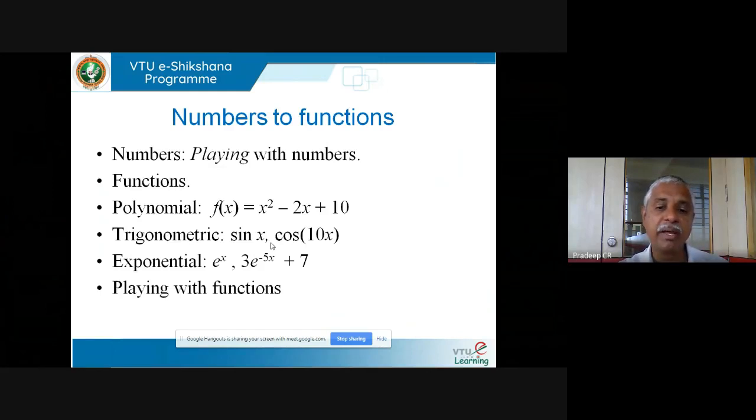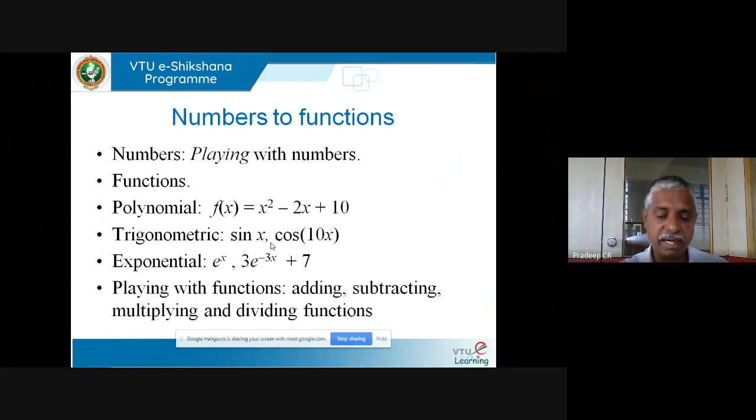And then I want to play around with functions. Play around with functions means what? Whatever we did to numbers. What did we do to numbers? We added, subtracted. So let's see if we can add and subtract functions. Add, subtract, multiply, divide functions. This also you have already done.